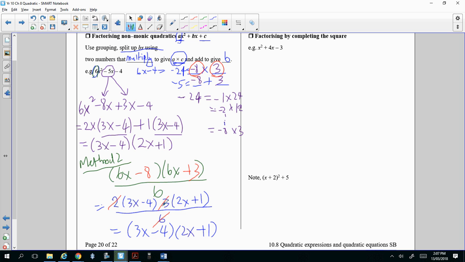Alright, factorizing by completing square. Oh, you don't need to do this? Alright. Yeah, we didn't do the exercise, so you don't need to know it for the test as well. Alright, let's move on.